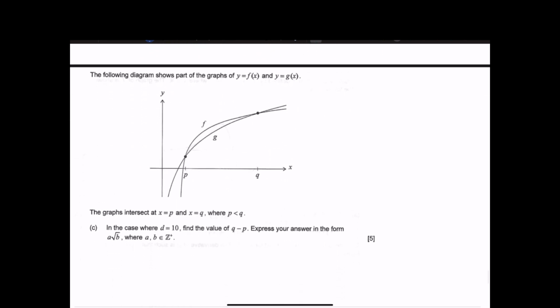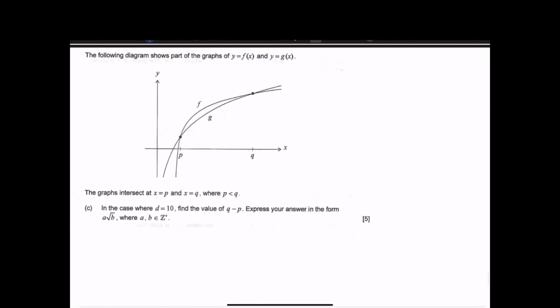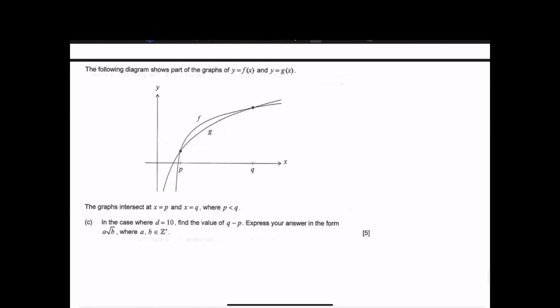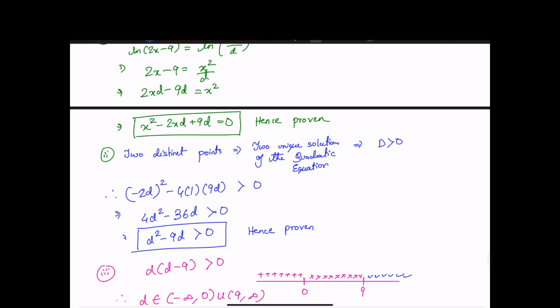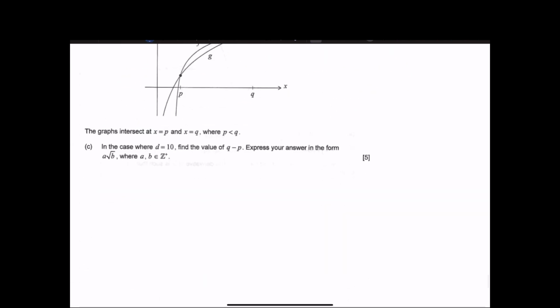Now let's move on to the next part. There is one last part to question 8. These are the two graphs, right? They intersect at x equals p and x equals q. In this case, where d is equal to 10, we have to find the value of q minus p. If d is equal to 10, I can come back and use this equation to find the values of x. So it will be x squared minus 20x plus 90 equals 0.